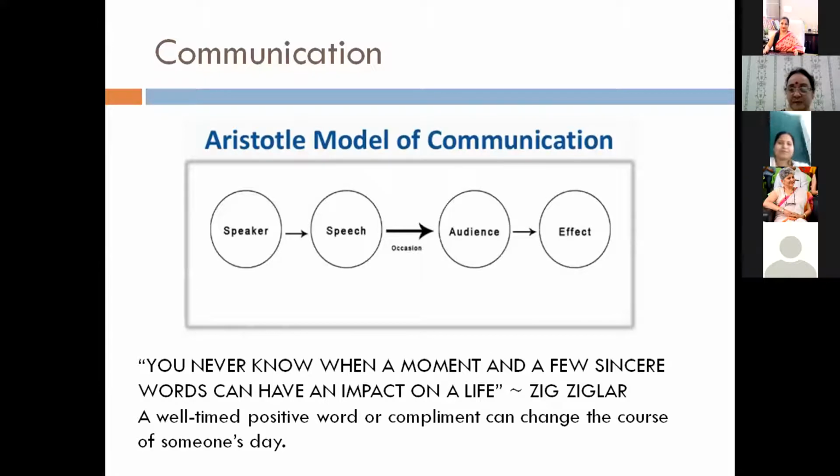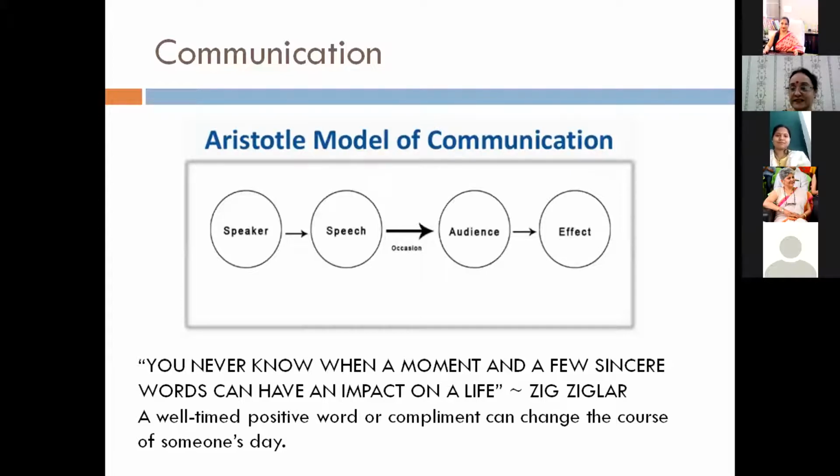Because if the link snaps, then that teacher would never come back to you or talk to you about something important. She would just restrict herself to her teaching and she'll go back home. So what is important is that you create that connect, and that can only be created by communication. So this is the Aristotle model of communication, which I love, the slide from Google. I just took it from there.